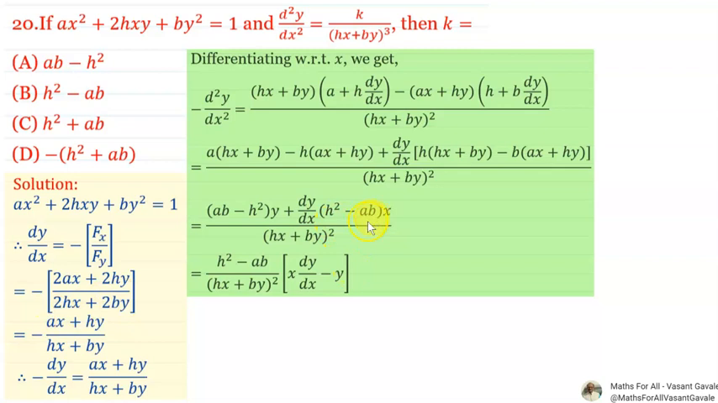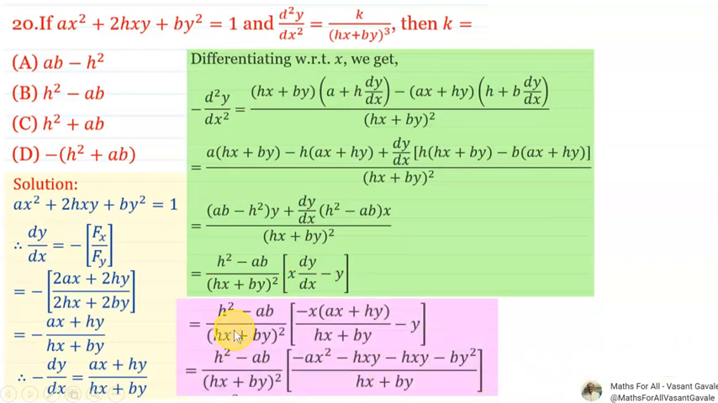h square minus ab, if we take the common denominator, keep it as it is: hx plus by bracket square. And from h square minus ab, taking common ab minus h square, we take minus n common. Overall in the bracket minus y remains, and the dy by dx into x. Therefore, h square minus ab upon hx plus by bracket square, in bracket x into dy by dx minus y.